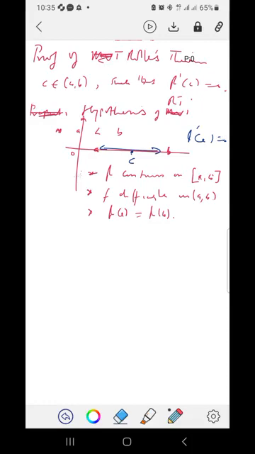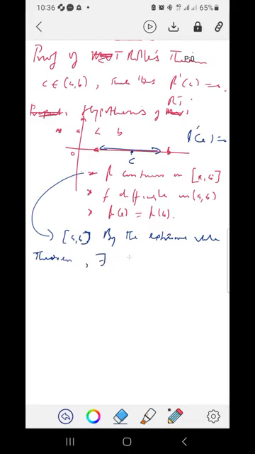Okay, so since f is continuous on [a, b], by the extreme value theorem, which I think I mentioned, there exist f big M and f little m on [a, b].